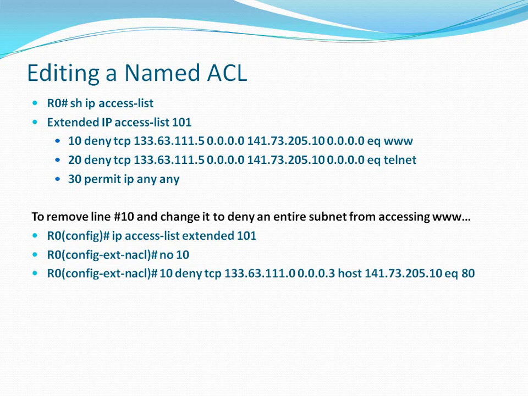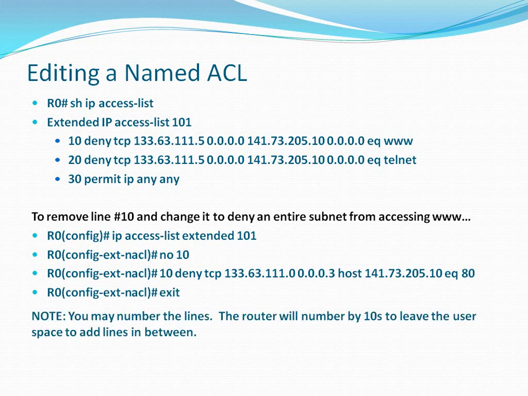Adding it back in, we put the line number first, 10, deny tcp 133.63.111.0 with the wildcard of 0.0.0.3. That will eliminate a subnet of 4 addresses from the host 141.73.205.10 and the logical statement of 80, which is www. Exit. You may number the lines. The router will number by tens to leave the user space to add lines in between. So up here, if we wanted to, we could add in a line 11, a 12, a 15, a 23, whatever.